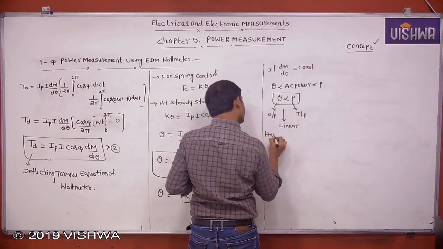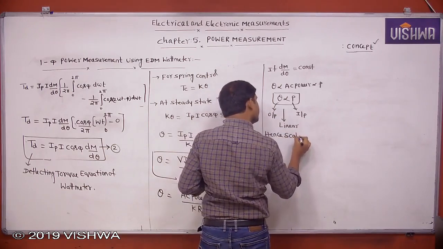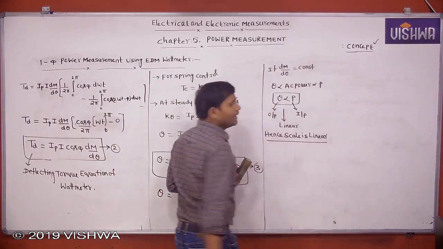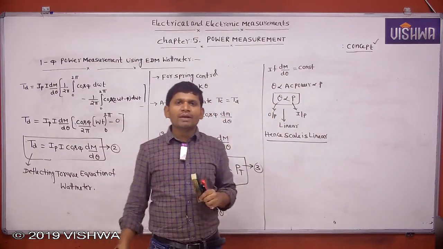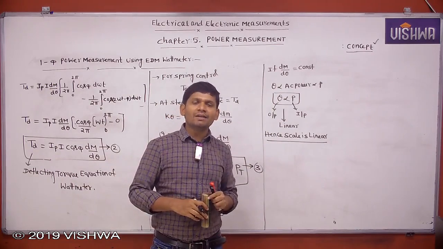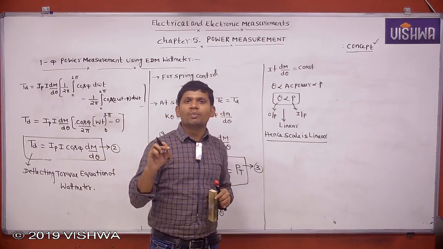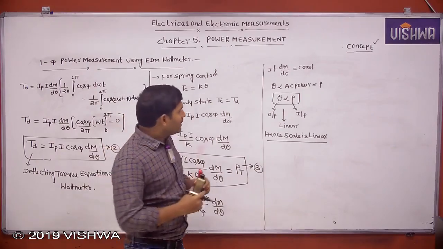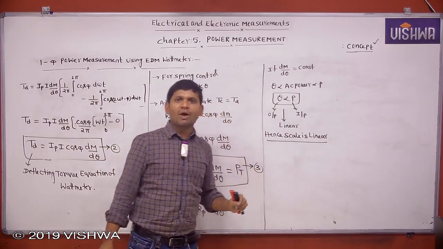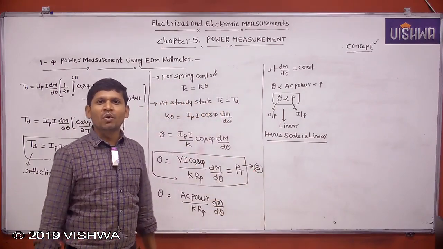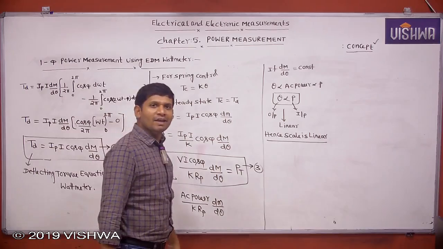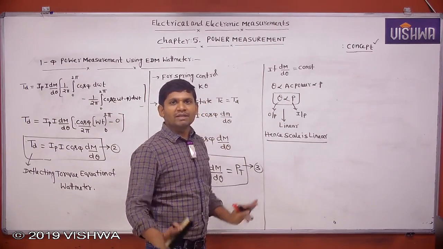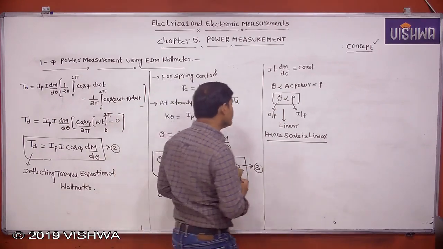Hence, scale is linear. In wattmeter, scale is linear. I told already, if you use electrodynamometer type instrument, scale is non-linear, but that concept is applicable only in voltmeter and ammeter. The same electrodynamometer used as a wattmeter, the scale becomes linear. With respect to voltmeter and ammeter only, scale is non-linear in the case of electrodynamometer type instrument. But simply remember like this, in wattmeter, scale is linear. Okay.